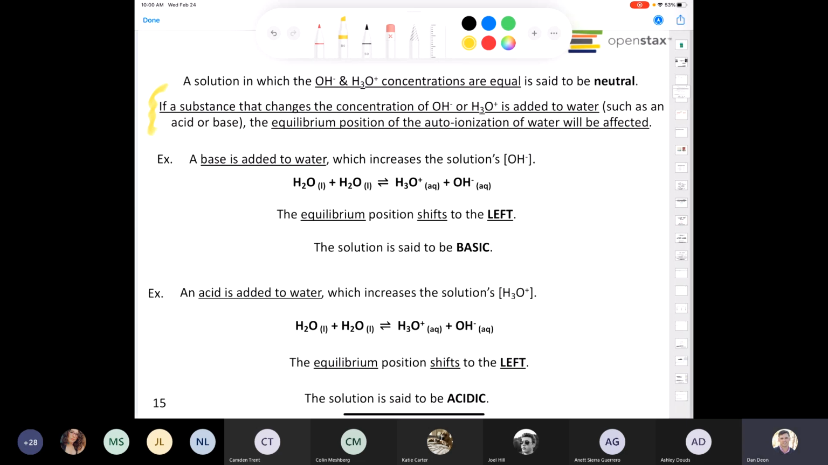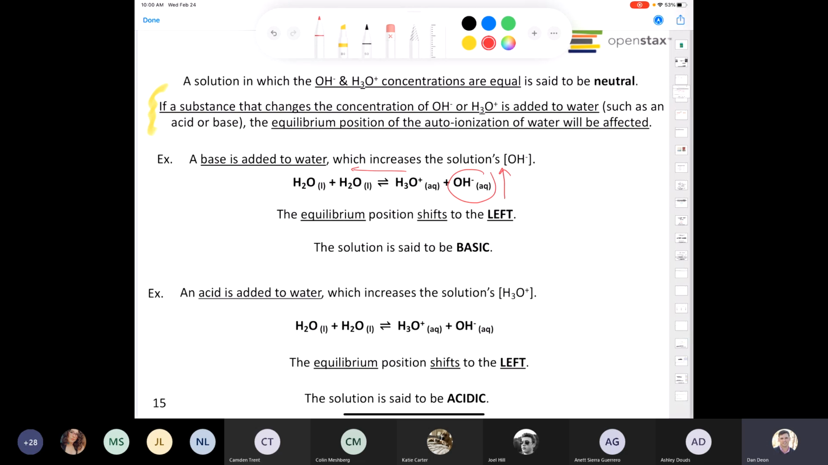Two scenarios. What would happen if you added some base, right? If you increase the concentration of base. Now, again, we went over this in the last chapter. It's going to have to shift towards the left. Okay, and since you have an increase in hydroxide, and hydroxide comes from strong bases like sodium hydroxide or potassium hydroxide, the solution would be basic.